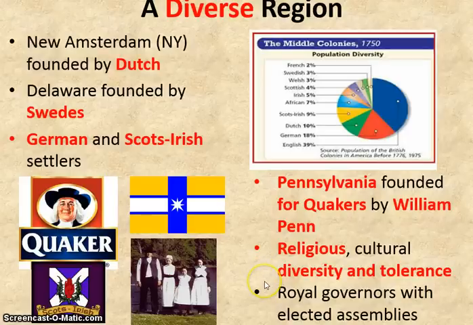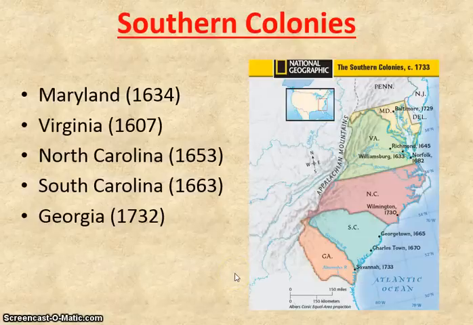They were governed by royal governors appointed by the king, but also had elected assemblies just like in New England. And finally, the southern colonies. This was the largest of the colonial regions, made up of Maryland, Virginia, North Carolina, South Carolina, and Georgia.